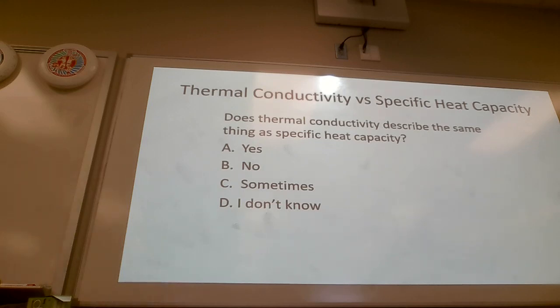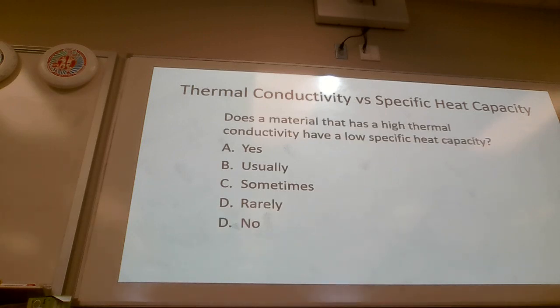Specific heat capacity and thermal conductivity are often confused. They're not the same thing. But there is a trend. But it's not an always thing. It's a usually thing. Okay. So metal has a low specific heat capacity, meaning it changes temperature with a small amount of energy. It usually allows heat to transfer through it quickly.